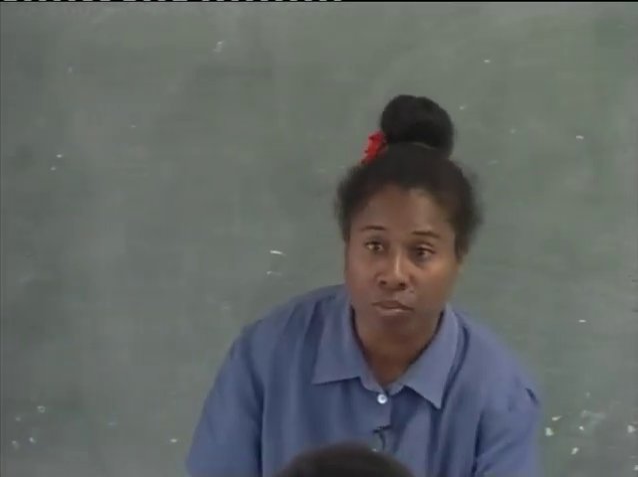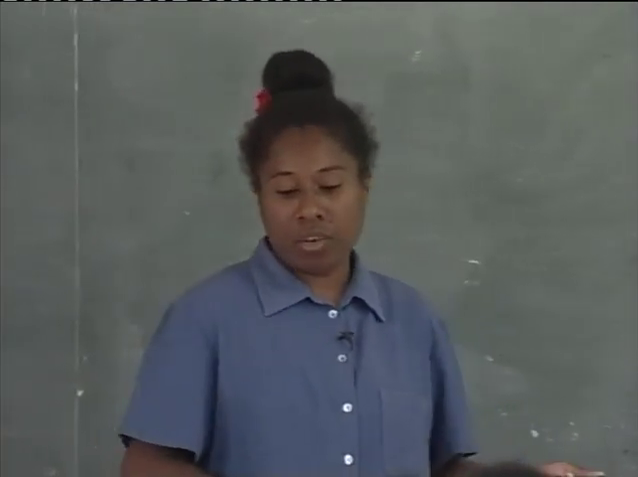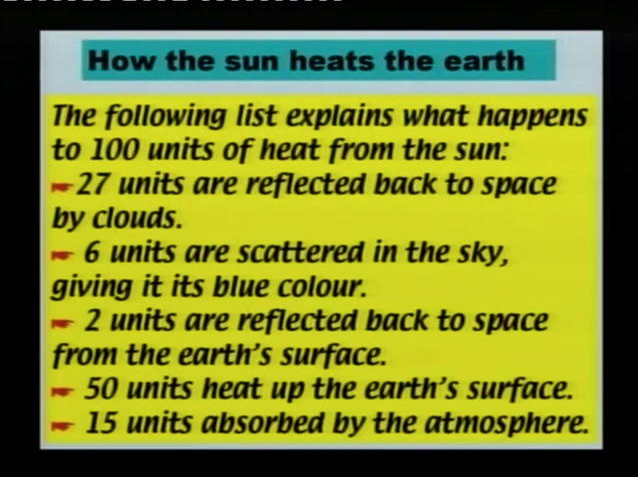If we look at the task you were supposed to have done in the last lesson, the instruction said to use the information given to help you fill in the correct number of units of heat for each arrow shown on the diagram. The information you had, on how the sun hits the earth, explains what happens to 100 units of heat from the sun.